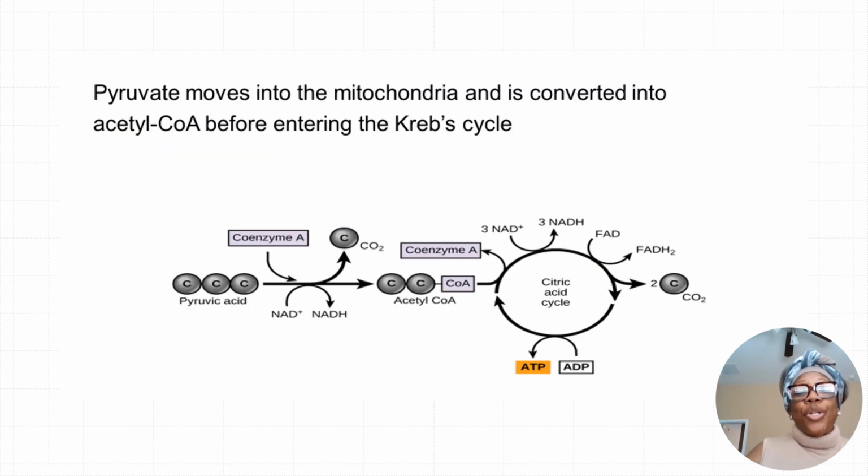This schematic is just showing you that pyruvate or pyruvic acid, once it's formed, moves into the mitochondria, and then it is converted into acetyl-CoA before it enters that next stage, which is the Krebs cycle.